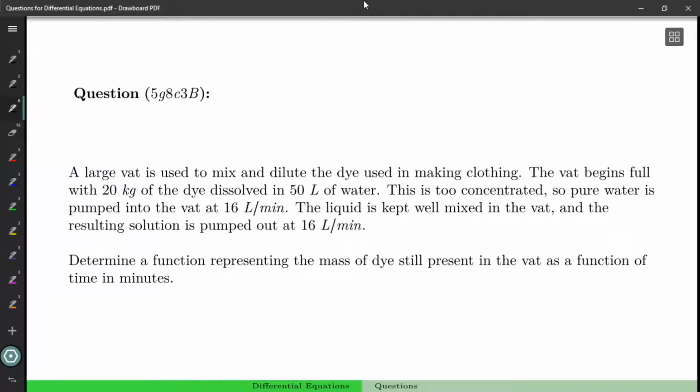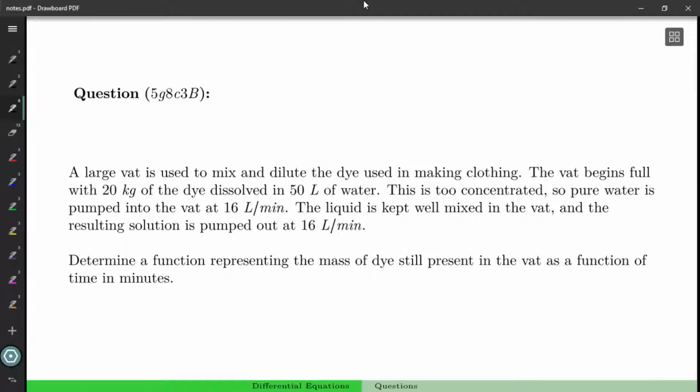A large vat is used to mix and dilute the dye used in making clothing. The vat begins full with 20 kilograms of the dye dissolved in 50 liters of water. This is too concentrated, so pure water is pumped into the vat at 16 liters per minute. The liquid is kept well mixed in the vat, and the resulting solution is pumped out at 16 liters per minute. Determine a function representing the mass of dye still present in the vat as a function of time in minutes.